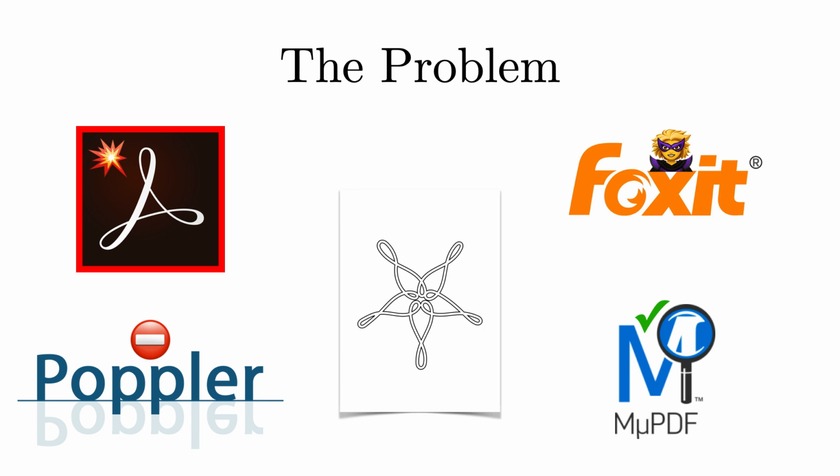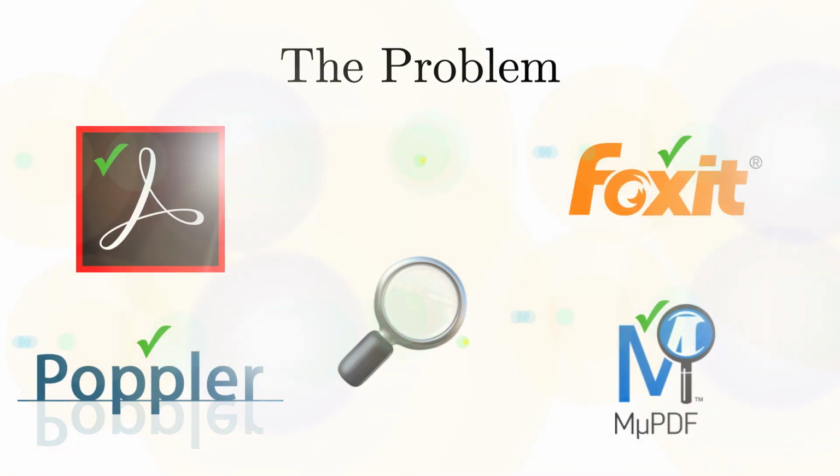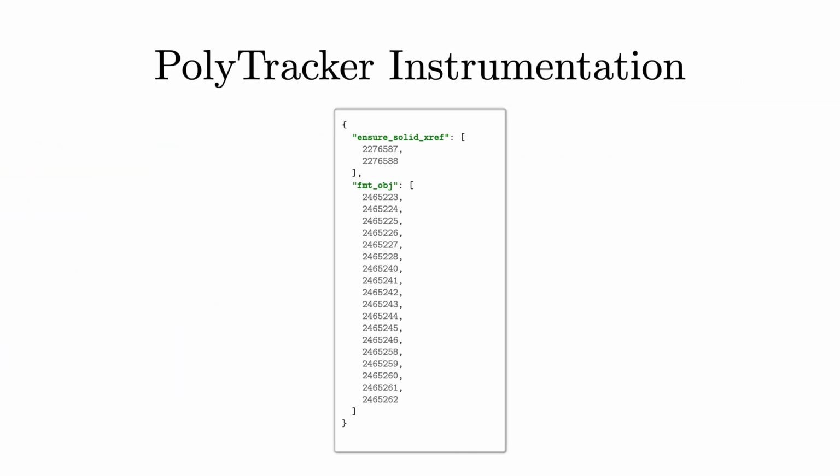Given a corpus of parser implementations, how can we automatically determine a maximal subset of the file format that is accepted by all of the parser implementations? Alternatively, given a file that exhibits different behavior between the implementations, how can we automatically determine what parts of the file and the parser cause that differential? PolyTracker is a tool for answering these problems.